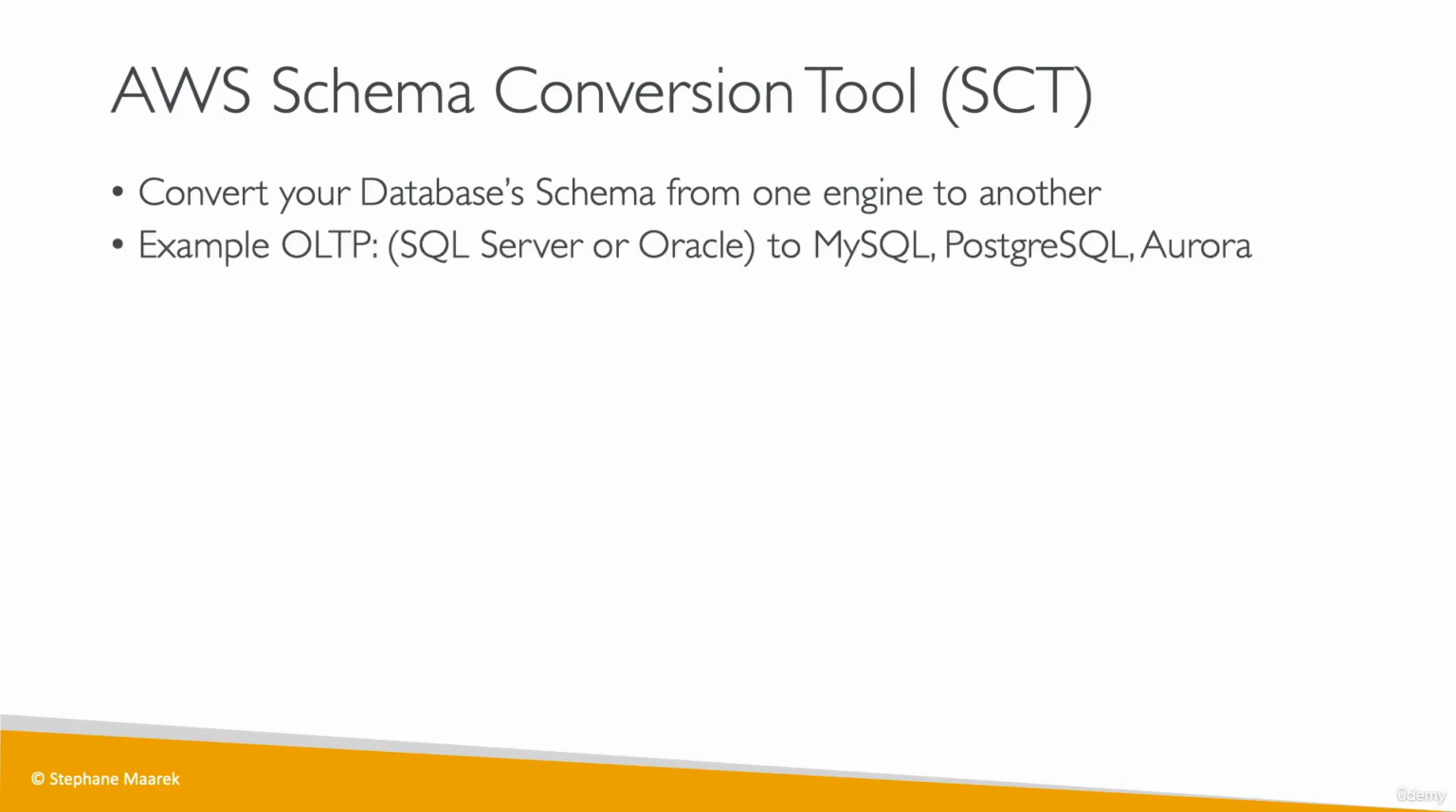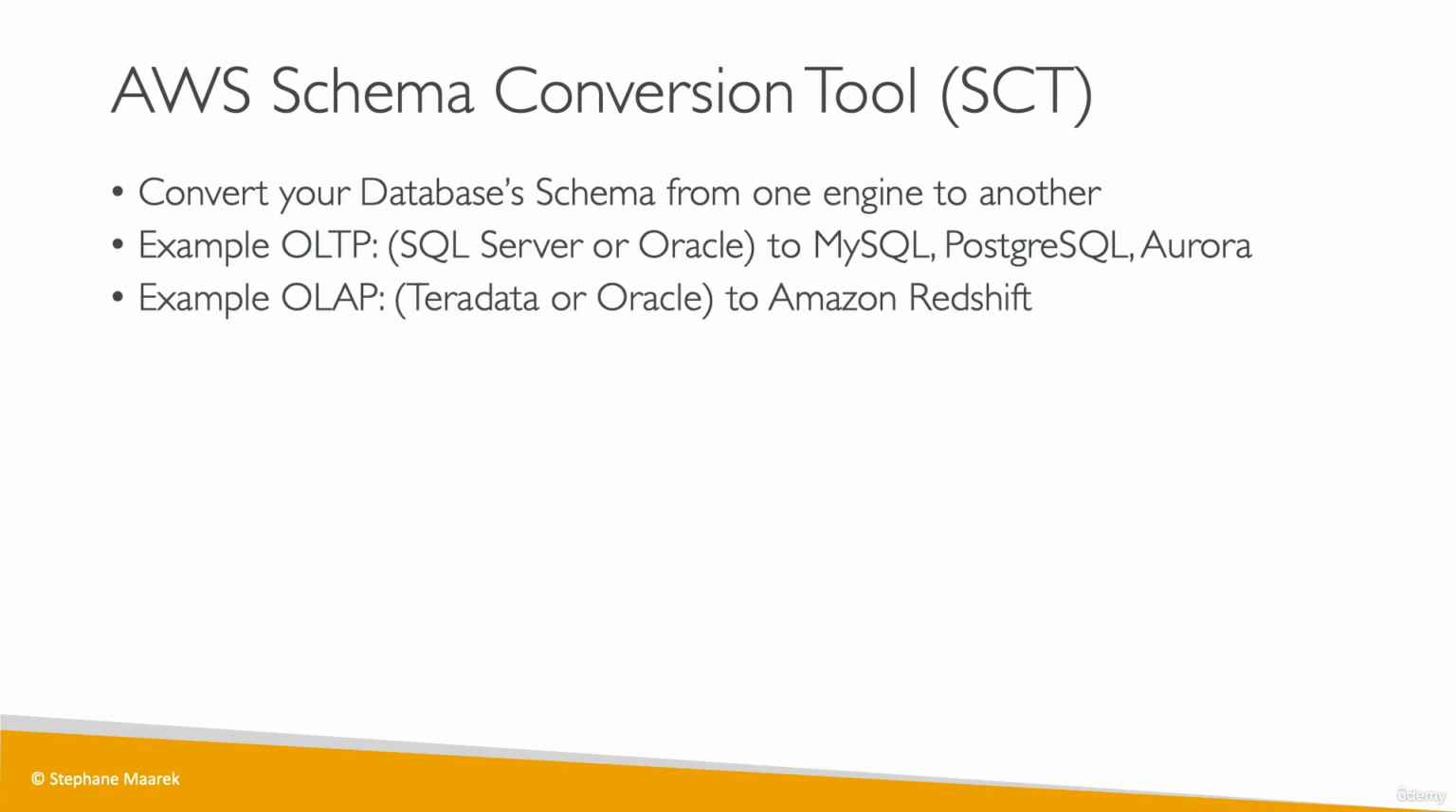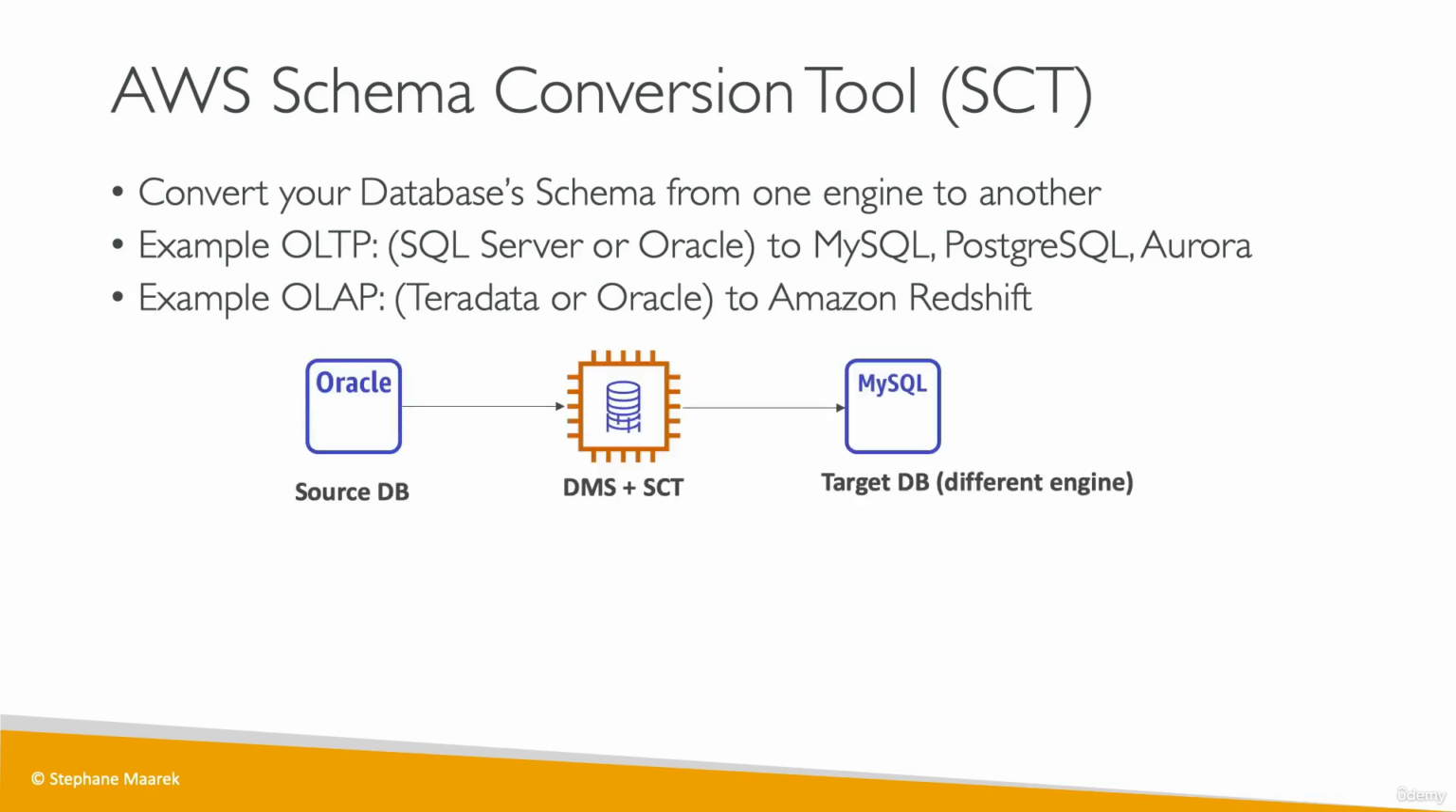So for example, if you're using an OLTP, we can migrate from SQL Server or Oracle to MySQL, Postgres, SQL, or Aurora. As you can see on the left-hand side, the database engine is different from the one on the right-hand side. But also you can transform from analytics processes such as Teradata or Oracle all the way to Amazon Redshift. So the idea is that here, the source database has a different engine than the target database. In the middle, we have DMS, but it's now also running SCT, or Schema Conversion Tool.